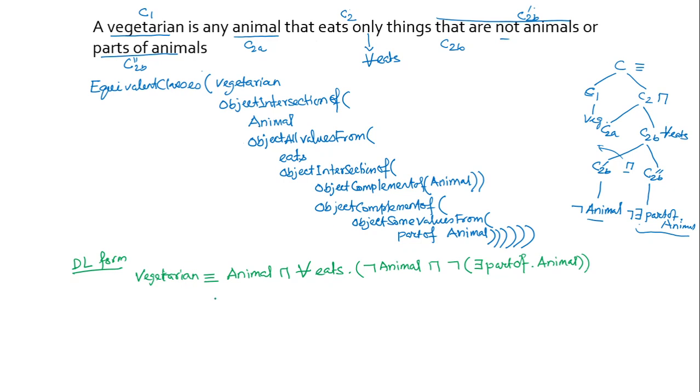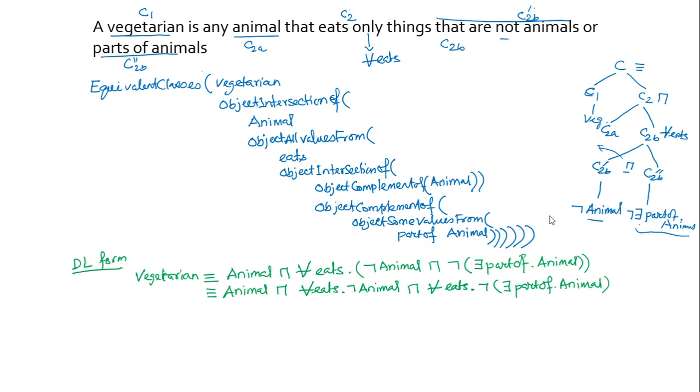And actually you can have another equivalent form of this, which is animal and for all eats not of animal and for all eats not of part of animal. So these two expressions are equivalent to each other.